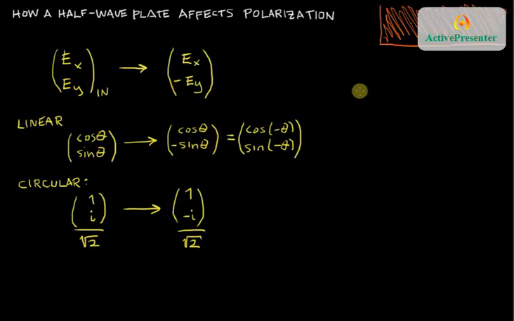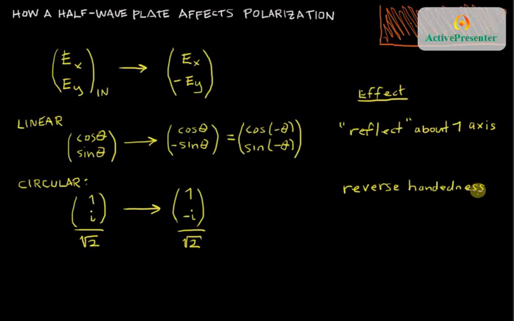So if we were to summarize here what the effects are, I would say the effect on linearly polarized light is to reflect, which I'll put in quotes, reflect about the one axis, and in the circular case it's to reverse handedness. And these two effects on circular and linear light are the two things that half-wave plates are most known for.